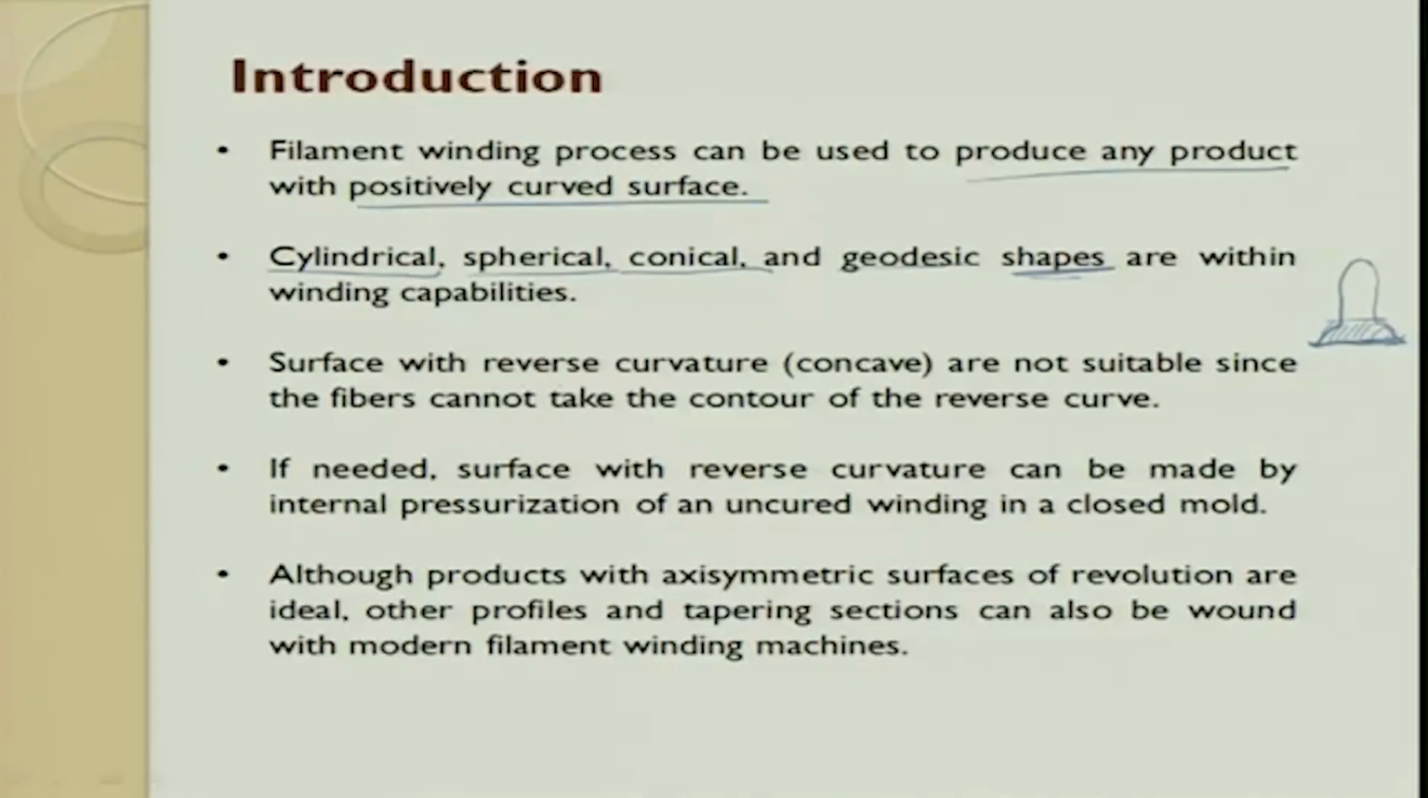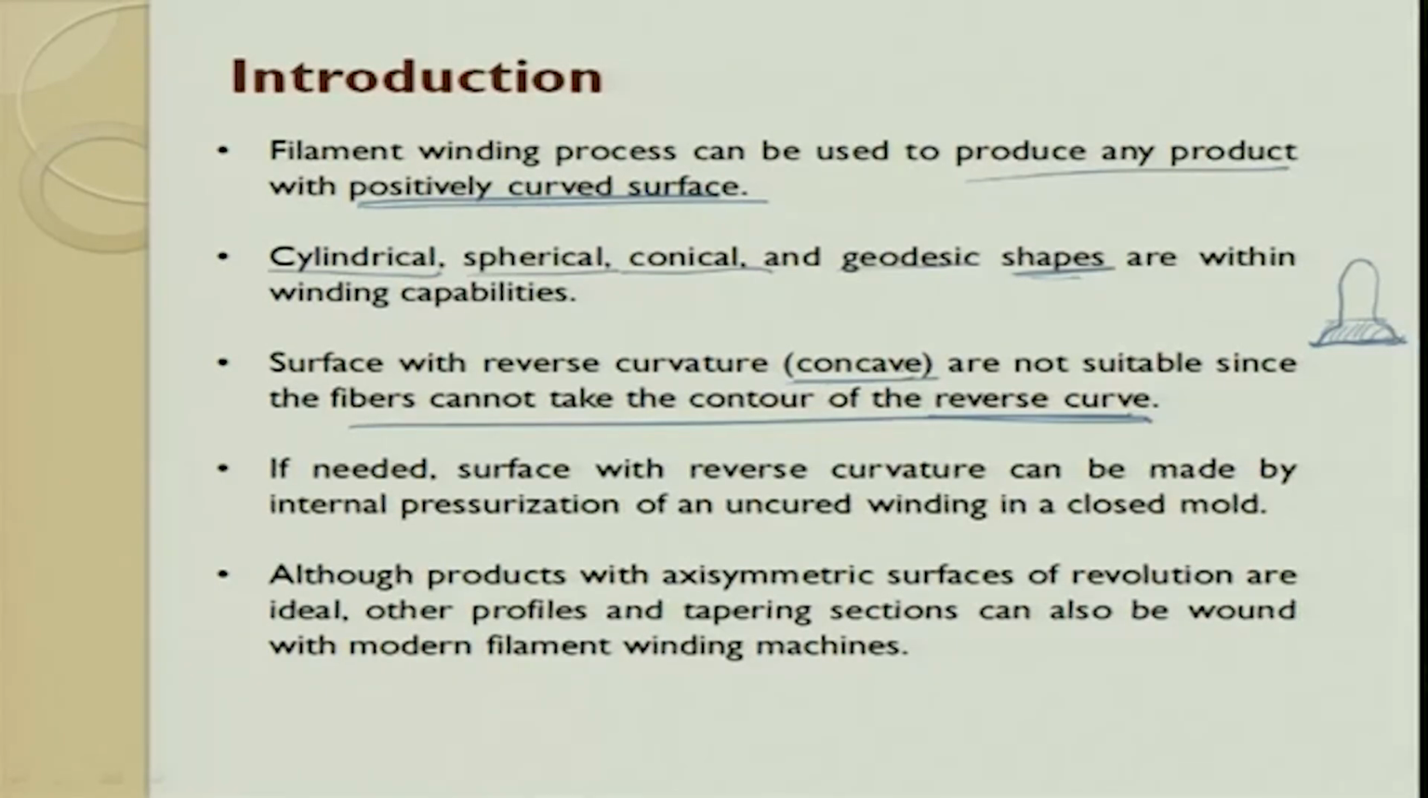The surface with reverse curvature, that is concave, is not suitable since the fiber cannot take the contour of the reverse curvature. So, please clarify this point, and please think it is used for positive curvature and it is not used for reverse curvature. Keep this in mind. Concave curvatures, that means just along the surface, cannot be done. You have a mandrel, on top of a mandrel you can do, but if you have a mandrel which is negative and then you want to do a positive, this process cannot be thought of.